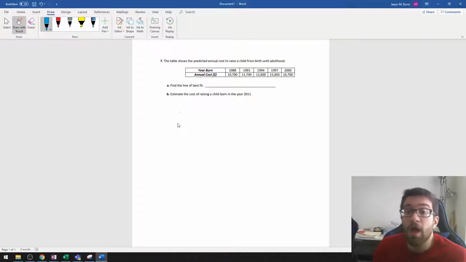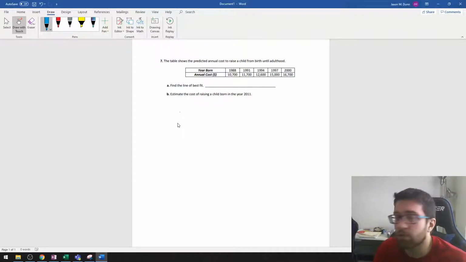Hey, Mr. Dunn here. I want to give you one more full example of using a chart, a data table, in order to make a prediction. So, with this example, we've got a table showing the predicted annual, that means yearly, cost to raise a child from birth until adulthood.